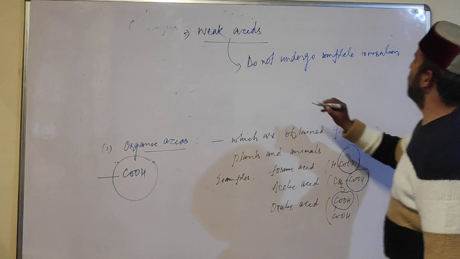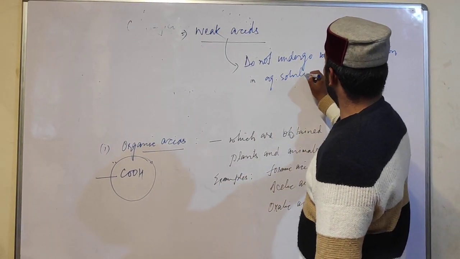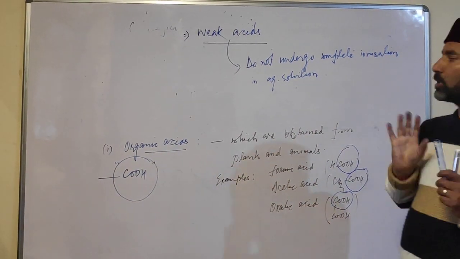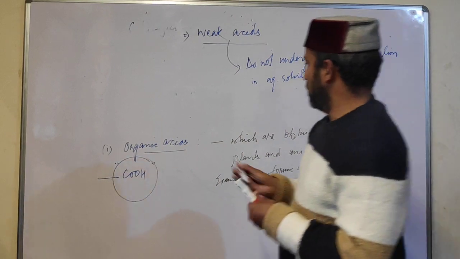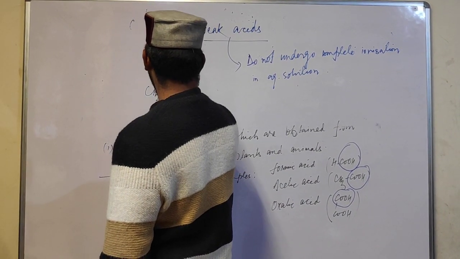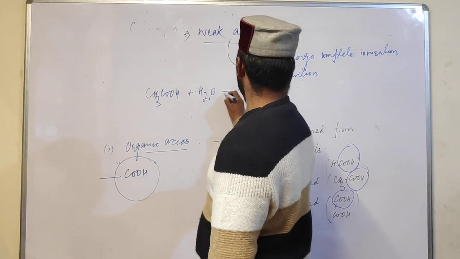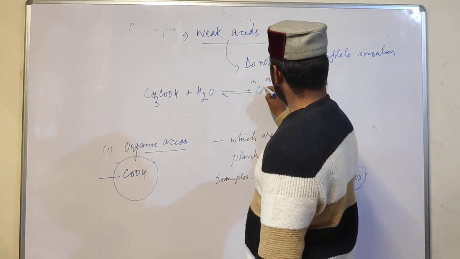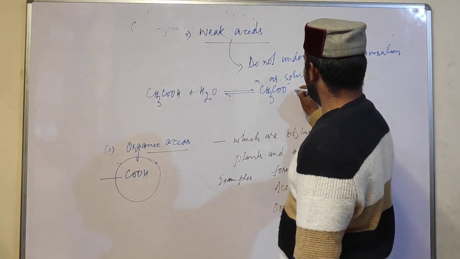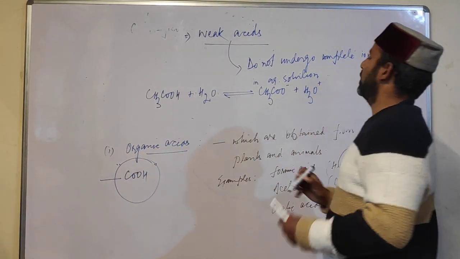These do not undergo complete ionization in aqueous solution. मतलब इनका जो डिग्री ऑफ आयनाइजेशन है या डिग्री ऑफ डिसोसिएशन है, बहुत कम होता है. Now I'm taking an example of acetic acid, and we know that acetic acid in water undergoes ionization. It undergoes ionization, and upon ionization it produces acetate ion and hydronium ion as the only cation.